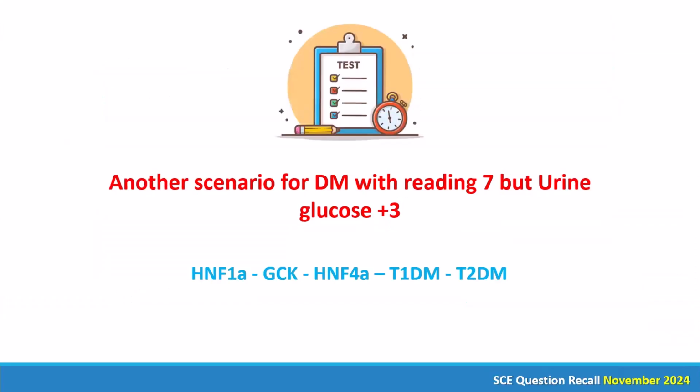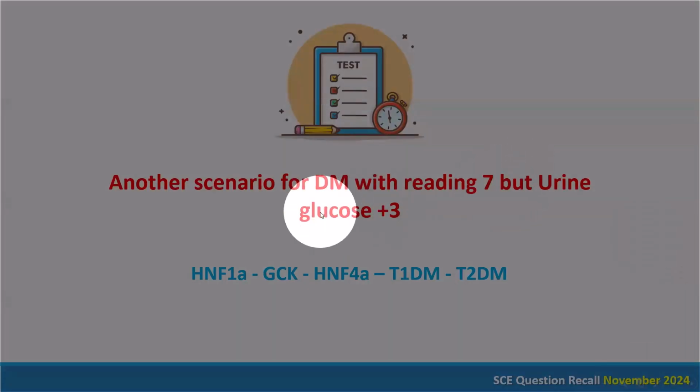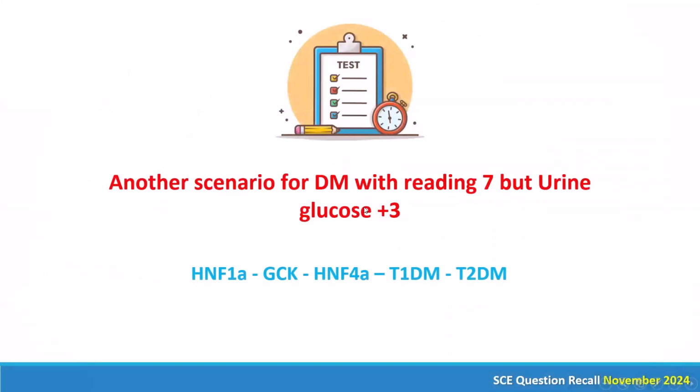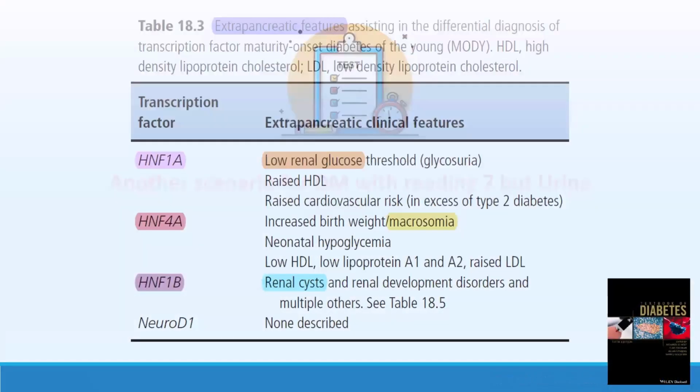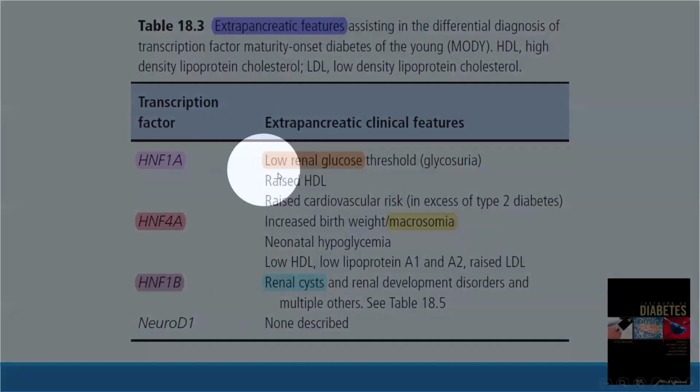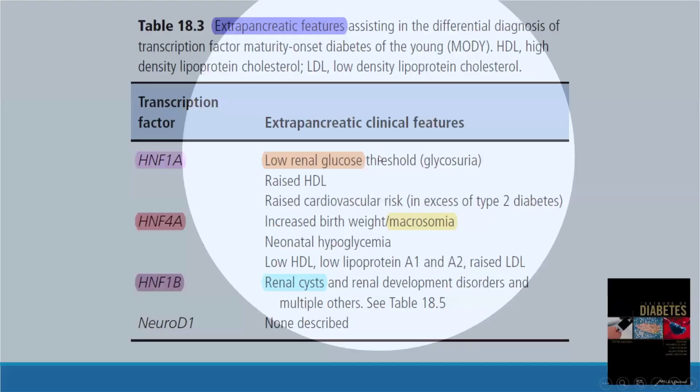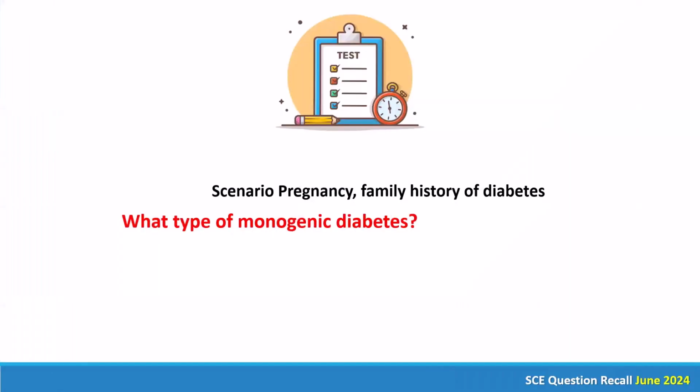Another case scenario, if we have a patient with diabetes mellitus and blood glucose is 7, but there is glucosuria. What is the gene mutation? Which one? The blood glucose is 7 with glucose plus 3. Which one? HNF1 alpha. Yes, it is HNF1 alpha. So don't forget that HNF1 alpha causes a low renal glucose threshold. Blood glucose is mildly elevated with the presence of glucosuria.